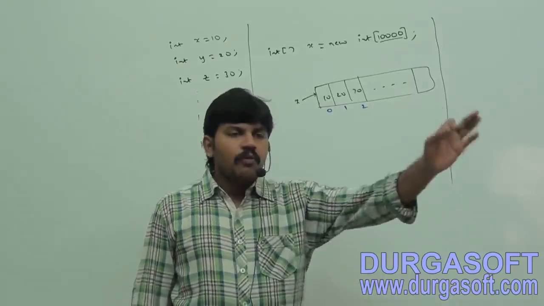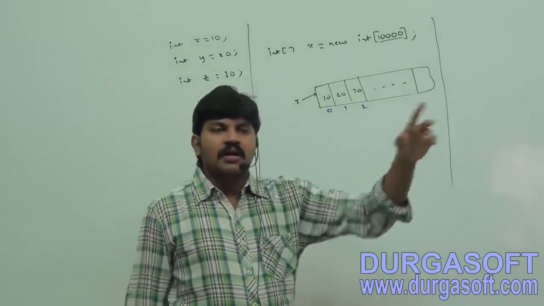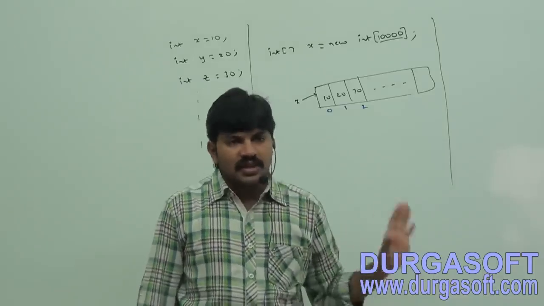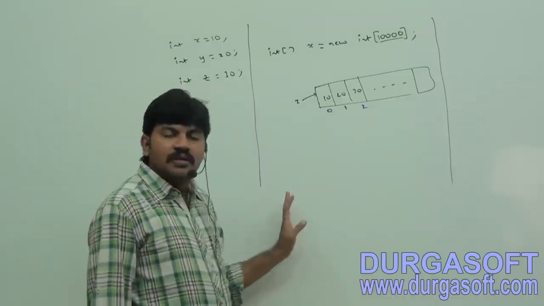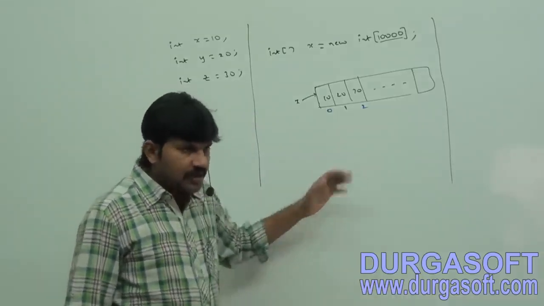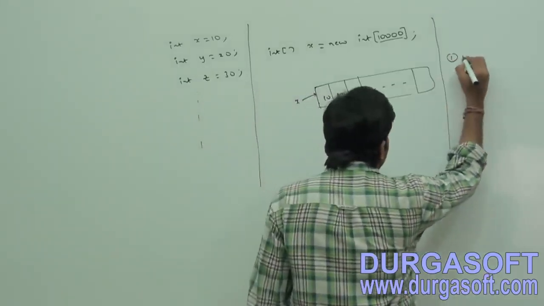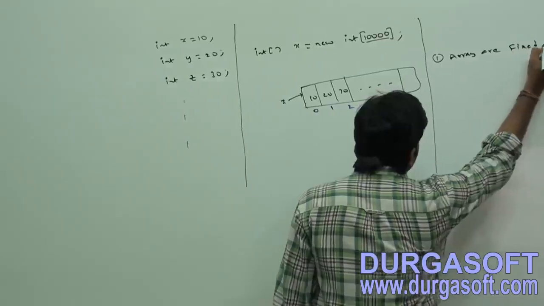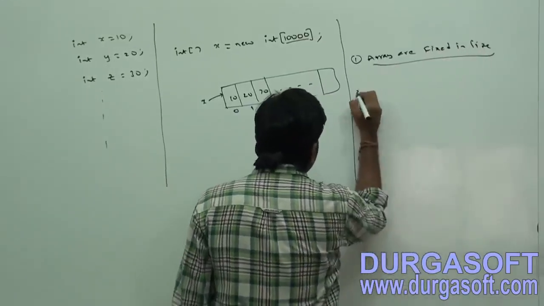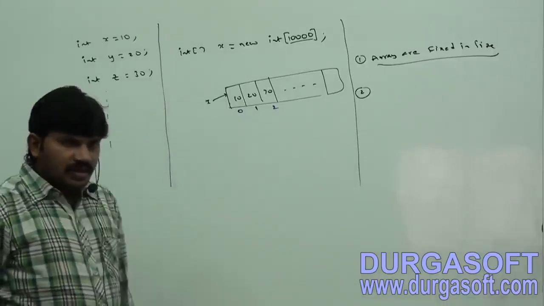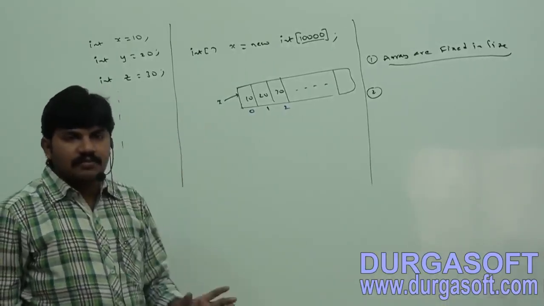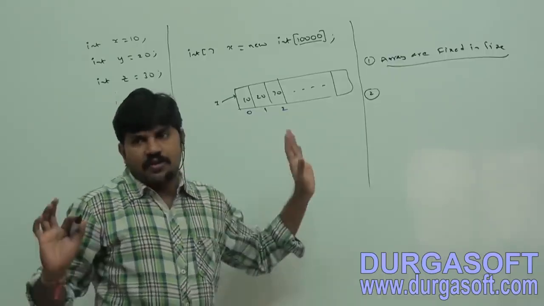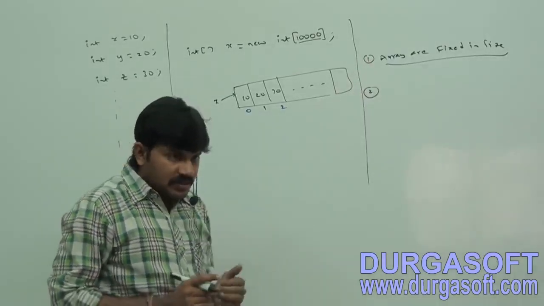That's why if you want to use the arrays concept, compulsory we should know the size in advance. If we don't know the size in advance, then the arrays concept we can't use. So the biggest limitation of arrays is nothing but what? Arrays are fixed in size. Once we create an array with some size, there is no chance of increasing or decreasing the size based on our requirement. That is the biggest problem with the arrays concept.